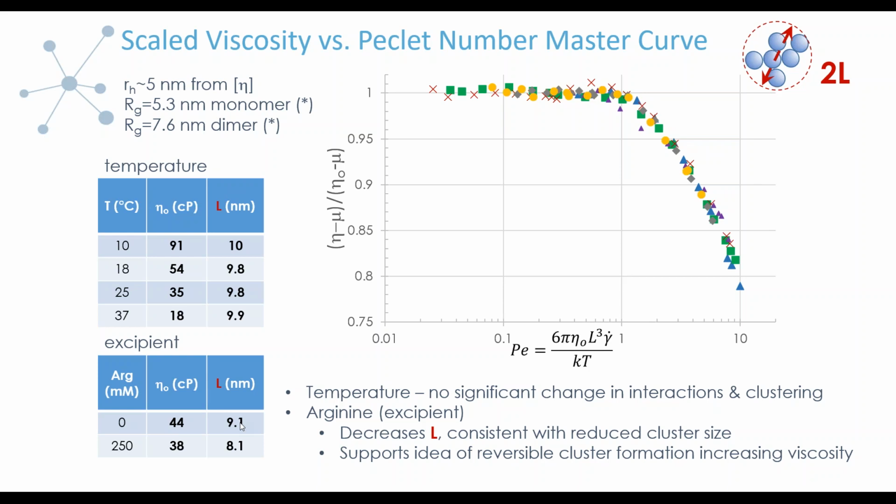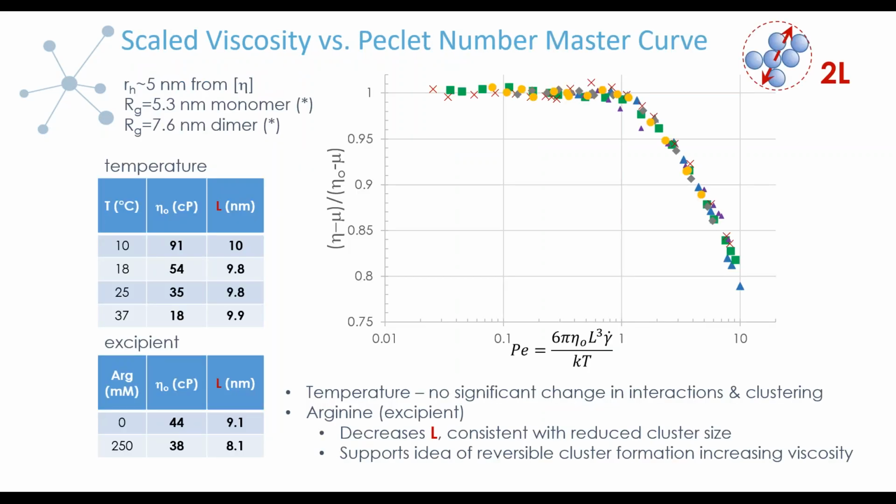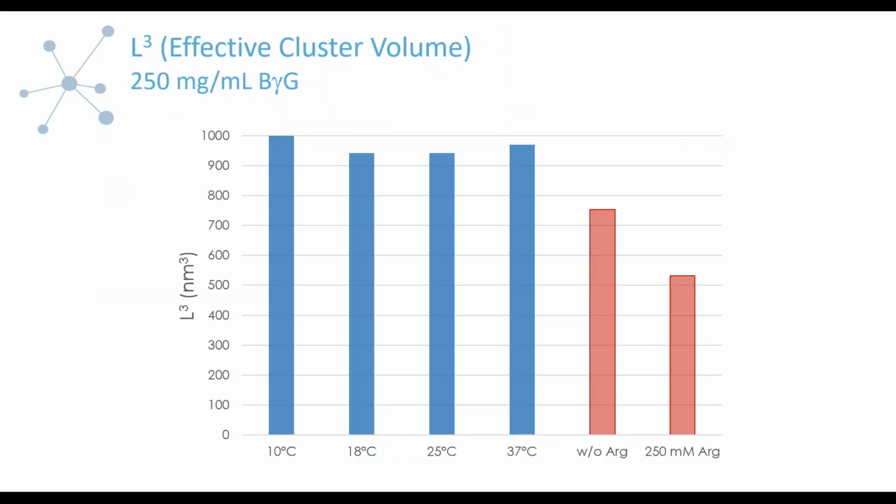So let's take another quick view. Let me jump back here for a second. This is in tabular form, and then we see the master curve. But if you want to look at these length scales in a graphical representation, if that's more comfortable for you, what we're looking at here is what we call effective cluster volume, which is just L cubed. This is a more traditional way to look at it as opposed to the individual length scale.